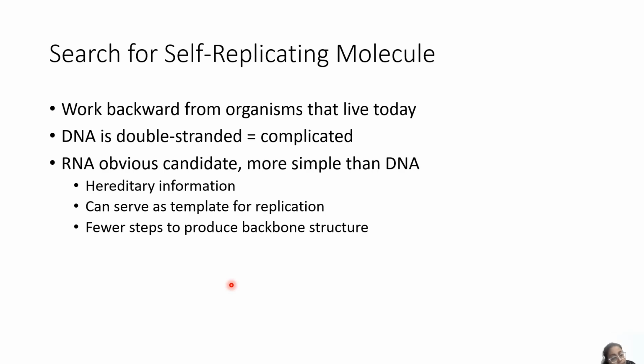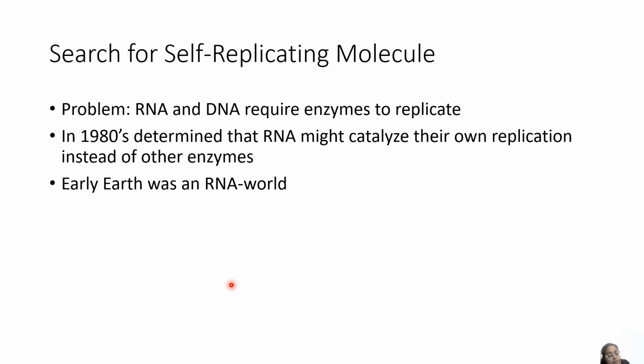So DNA is double-stranded, which is very complicated. RNA is an obvious candidate, as it is simpler than DNA. The hereditary information can serve as a template for replication, with fewer steps to produce the backbone structure. Now, what is the problem? RNA and DNA require enzymes to replicate. So in the 1980s, it was determined that RNA might catalyze its own replication instead of needing other enzymes.